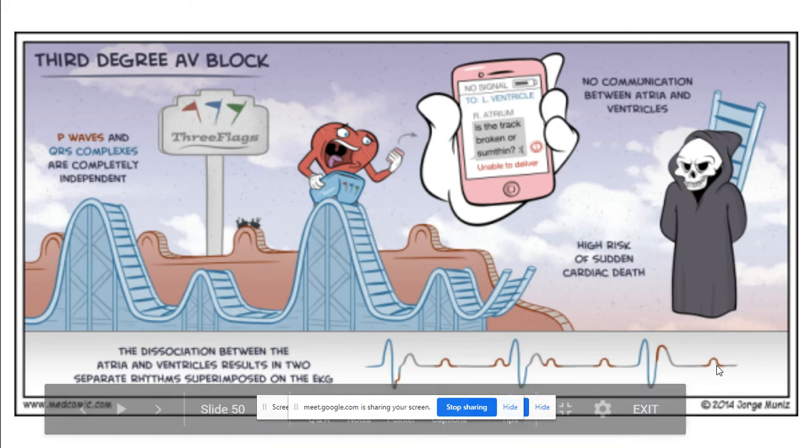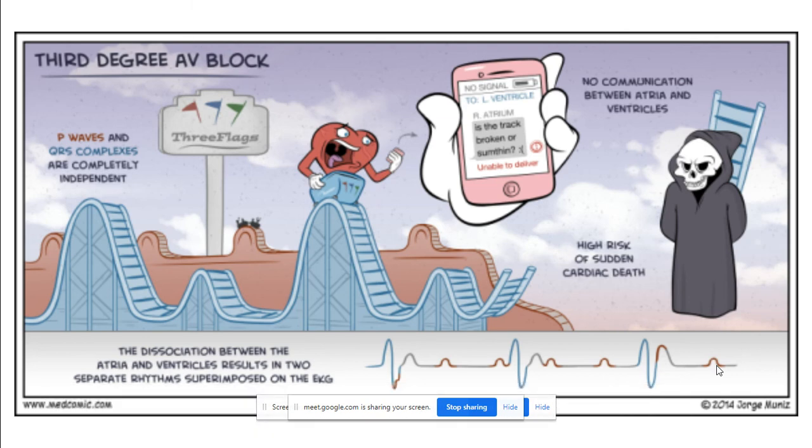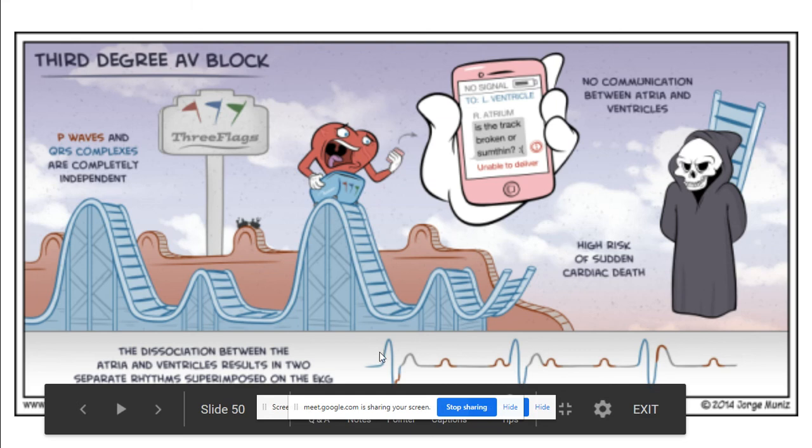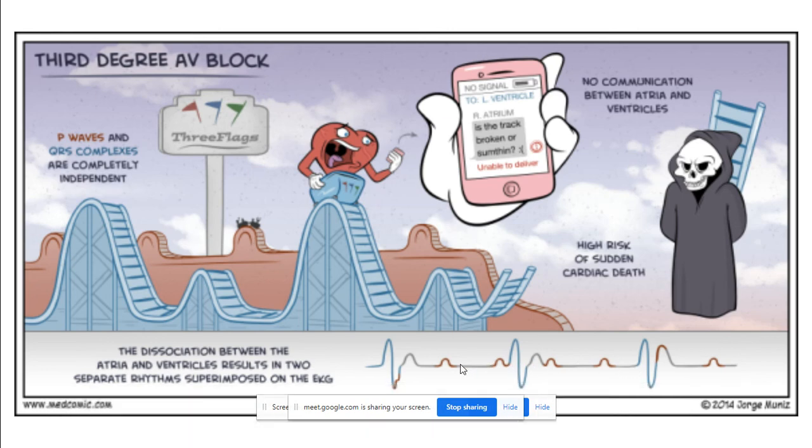Okay, so the atria or the atrial rate is regular. The ventricular rate is regular because they're evenly spaced, but they're not working together at all. They're on a completely different roller coaster, and it's coming off on the same EKG strip. All right.